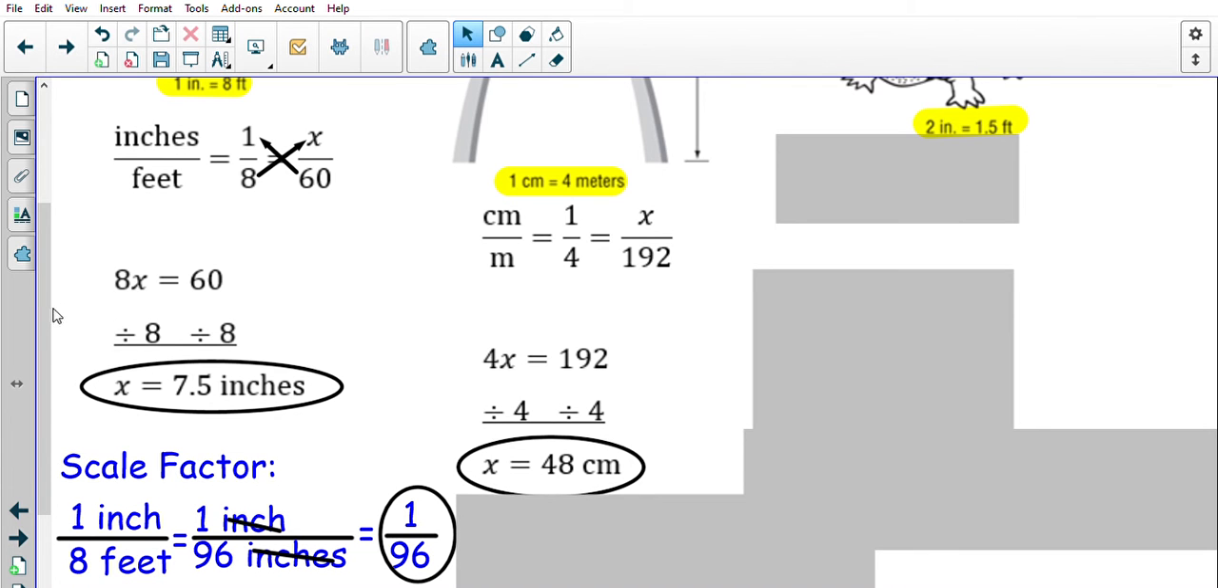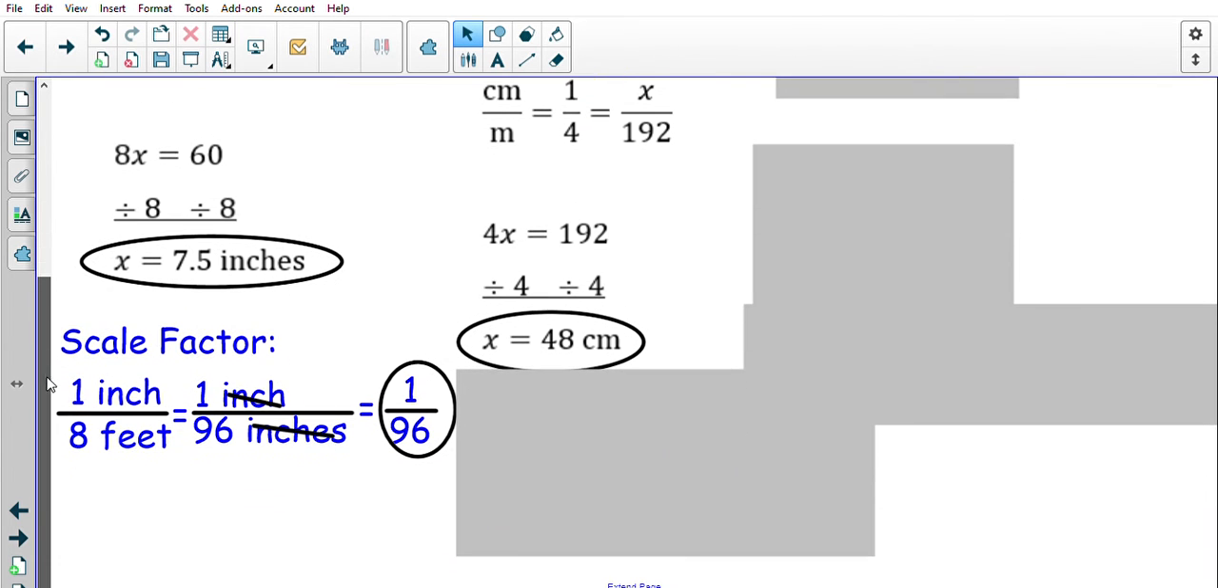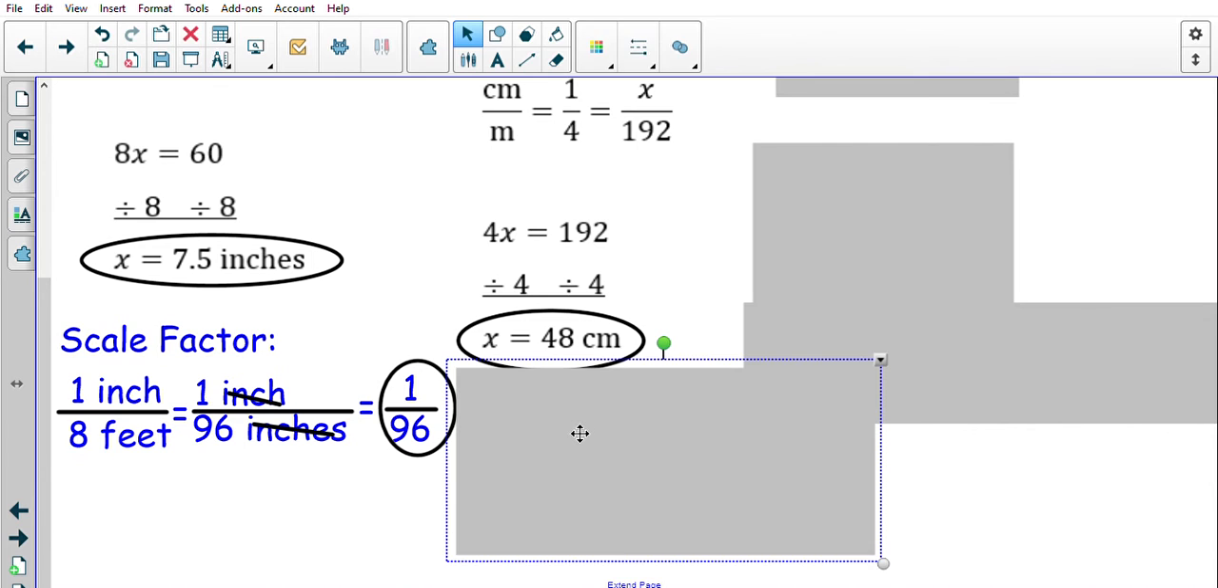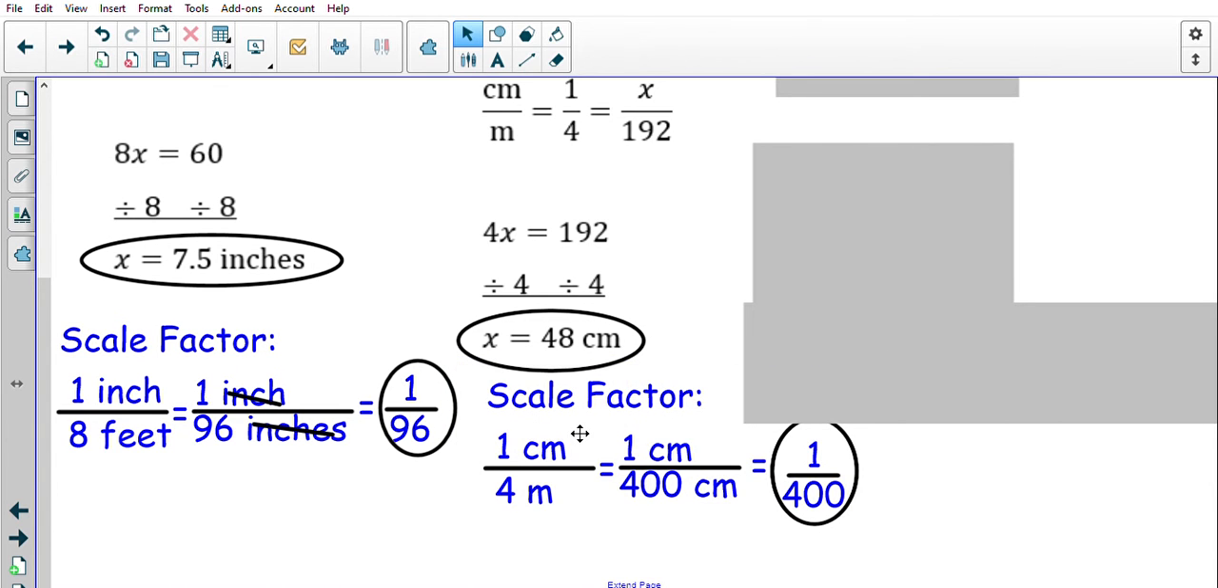Now, scale factor, we haven't really done a lot of conversions between centimeters and meters. So let me go ahead and delete this so we can take a look at it. We've got 1 centimeter to 4 meters. There's 100 centimeters in a meter. That's the good thing about the metric system, it's all based on powers of 10. So take 4 times 100 gets us 400 centimeters. Now that we have the same units of measure, our scale factor is 1/400.